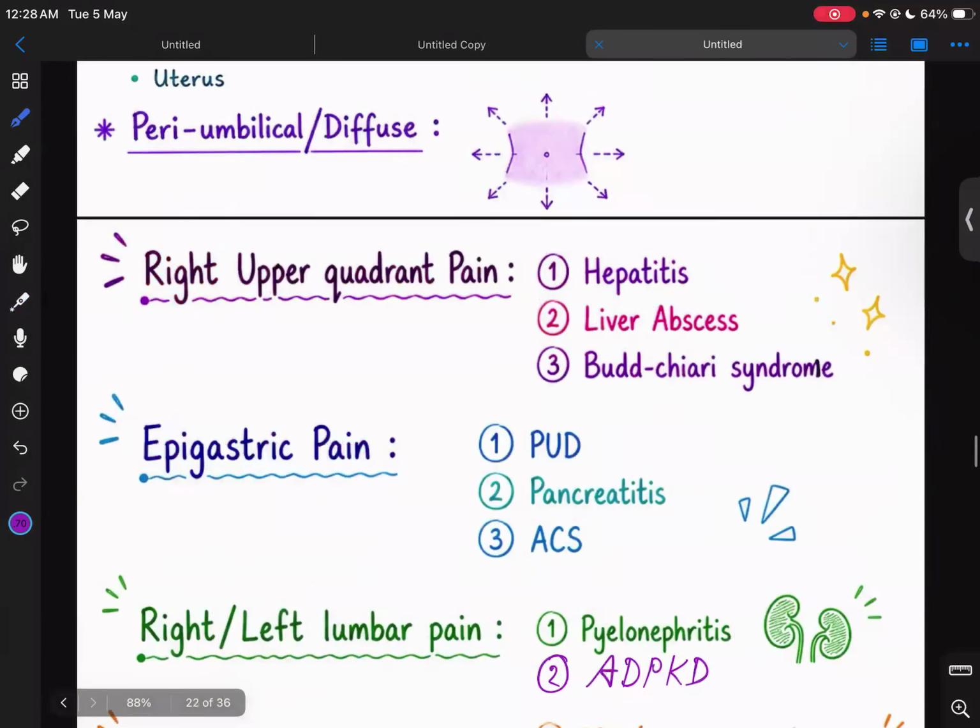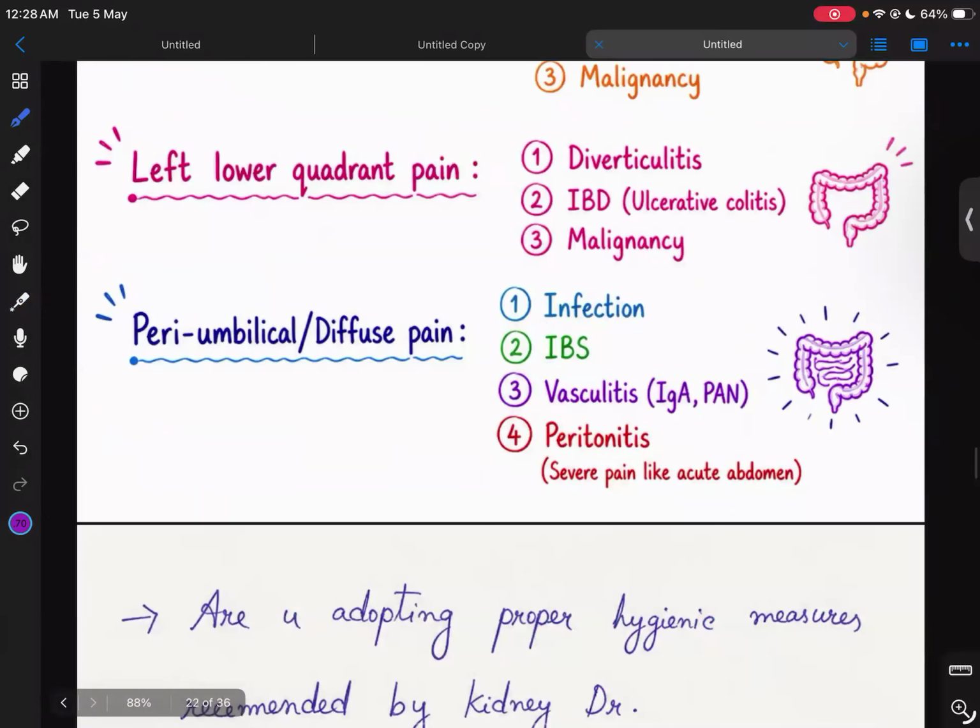Yes, doctor, DK was missed here. The periumbilical pain, we can add DK here. But Addison's disease presentation is not with abdominal pain. Addison's disease is given in the PACES exam with the prompt of collapse or postural dizziness. It is not given with the prompt of abdominal pain. But DK can present with periumbilical or diffuse pain. It is true.